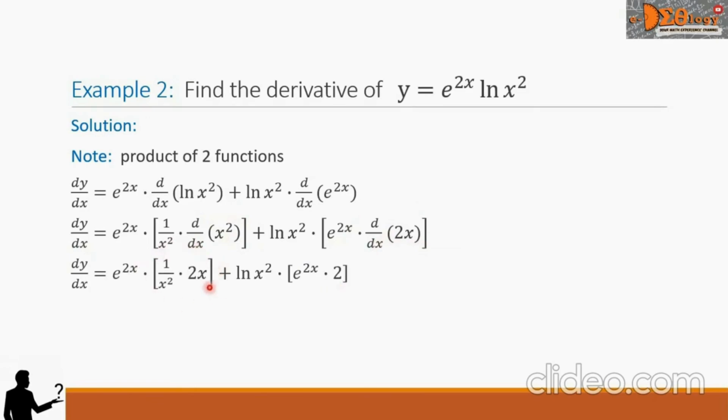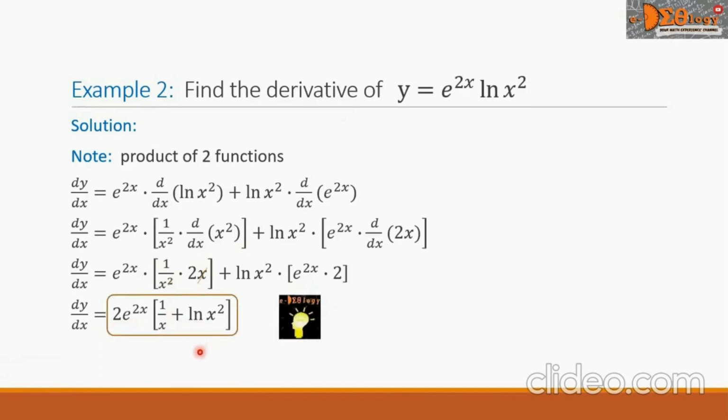Now look at this portion of the first group. We can see that x can be cancelled with 1 x of the denominator here. Here we go. And then, in the two big groups here, we can observe that there is a common factor among them. And the common factor is the 2 times e raised to 2x. Factoring the common factor, we have 2e raised to 2x times the quantity 1 over x plus ln of x squared. This is our final answer.